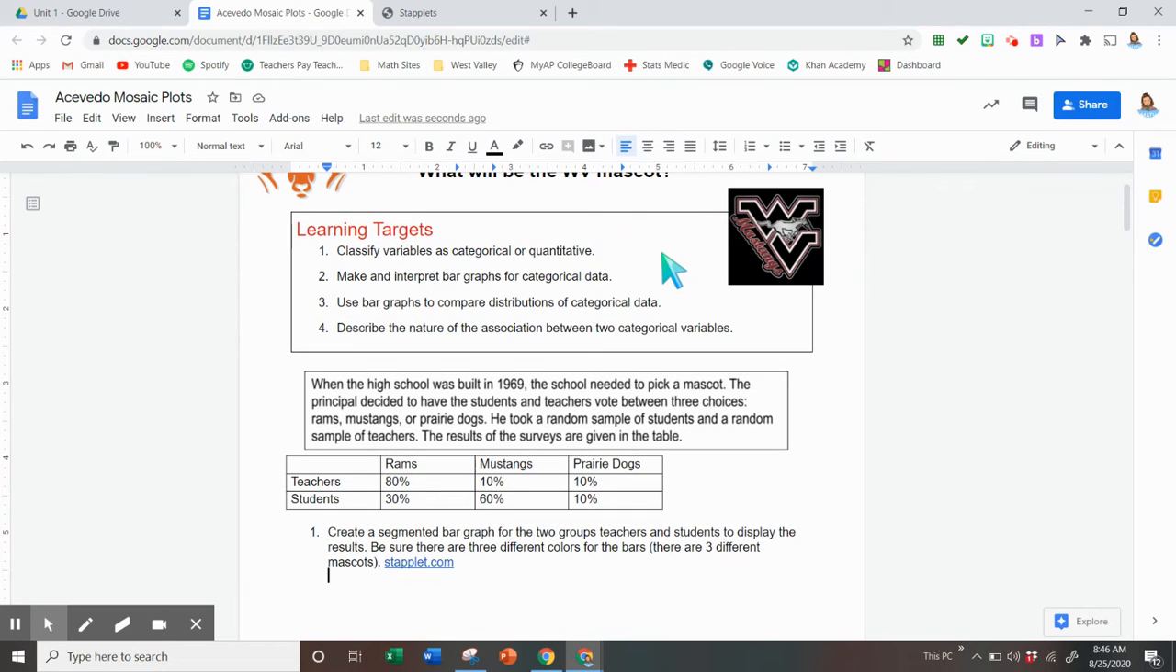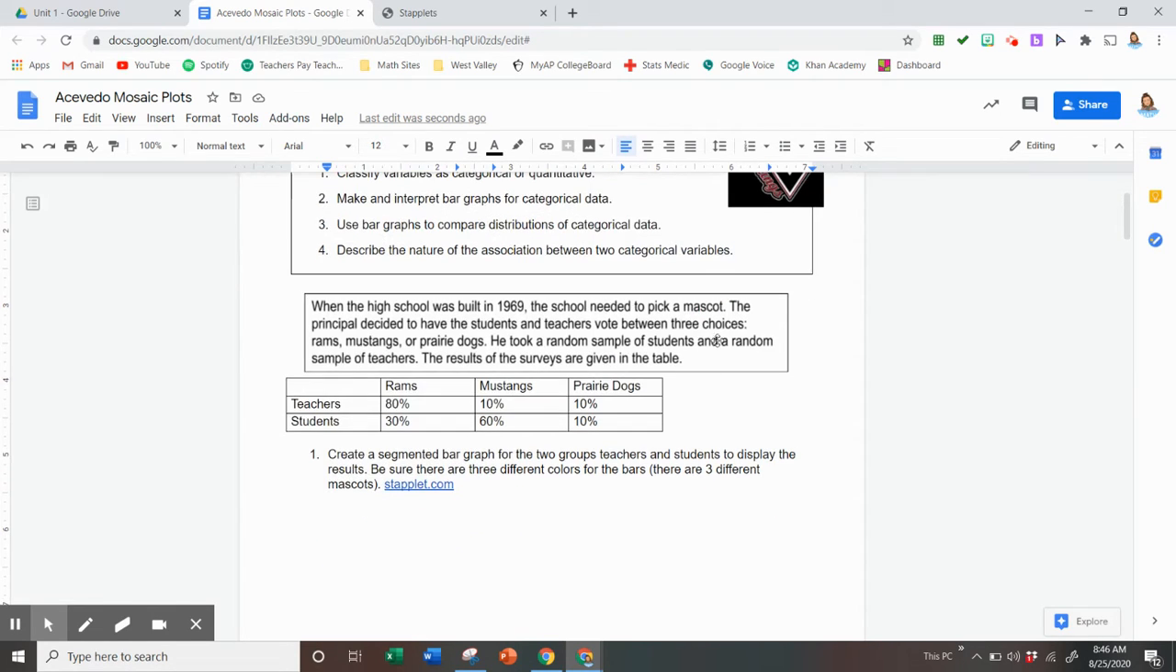The learning targets we want to hit today are a lot like we talked about on Monday. So number 1, classify variables as categorical or quantitative. 2, make and interpret bar graphs for categorical data. 3, use bar graphs to compare distributions of categorical data. And number 4, describe the nature of the association between two categorical variables.